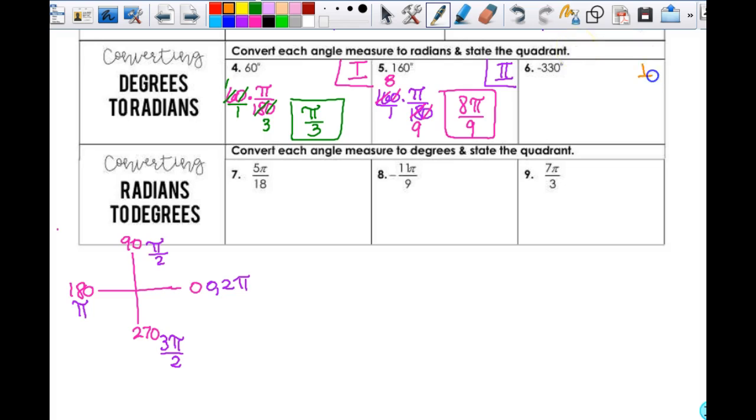It would be in the first quadrant, right? Because it's negative, so you'd almost go all the way around. So I'm going to take negative 330, multiply it by pi over 180, put that over 1, knock out the zeros. I can divide this by 3 and get 11, this by 3 and get 6. So I get negative 11 pi over 6.